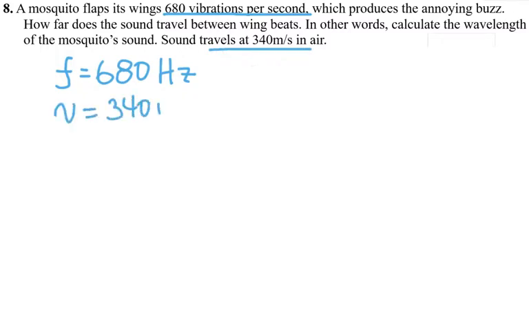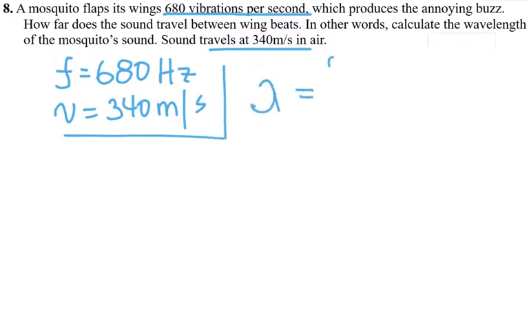Here's another question. A mosquito flaps its wings 680 vibrations per second. So the frequency is 680 vibrations per second, which produces the annoying buzz. How far does the sound travel between wing beats? In other words, calculate the wavelength of the mosquito sound. The sound travels at 340 meters per second, so the velocity is given. And they want you to estimate the wavelength.